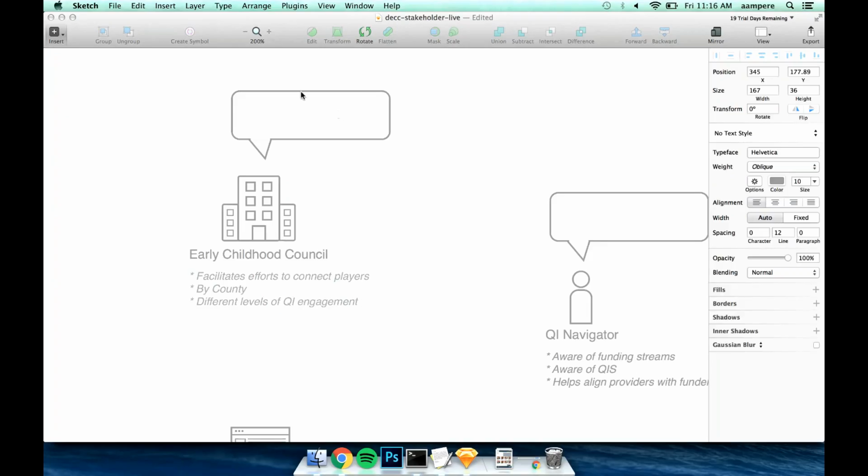Maybe work towards elements in the EC framework. So it's not just QI. And I would have county/region maybe.